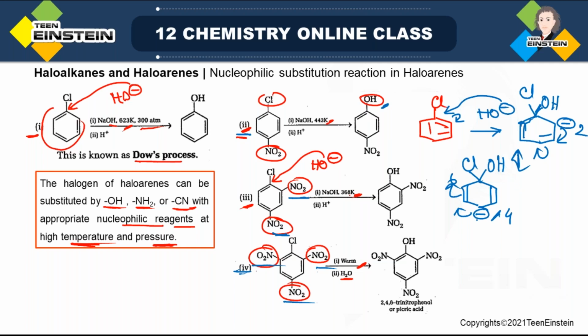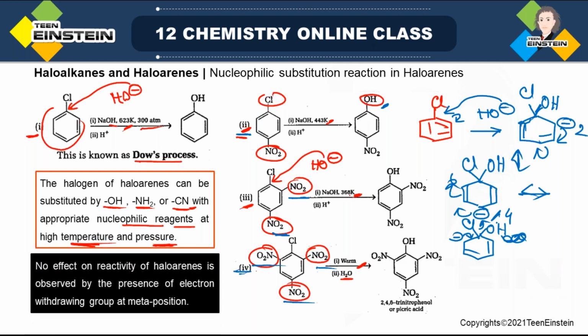And finally, what will happen? Let me draw the other resonance structure. Now rearomatization will take place and OH will be removed. So finally, sorry, not OH, Cl will be removed, and finally we are getting OH in the position of chlorine. So this process is known as Dow process.